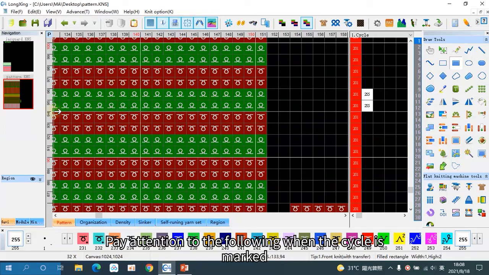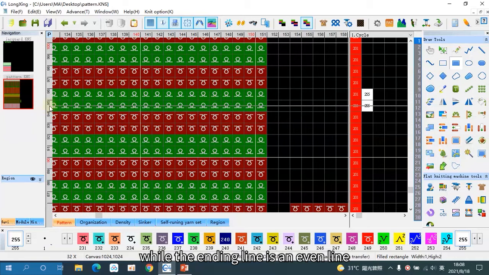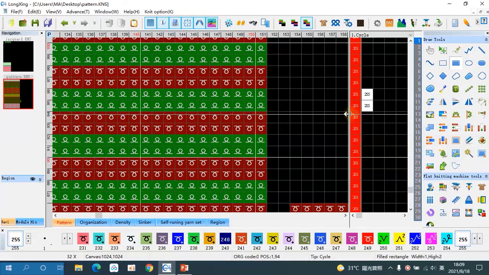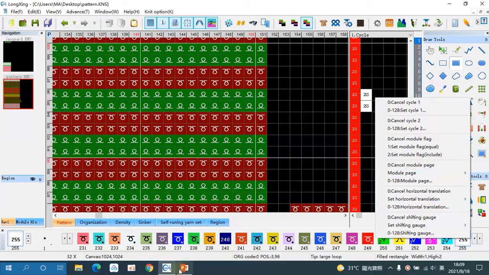Pay attention to the following. When the circle is marked, the starting line of the circle is an odd line, while the ending line is an even line. The rest is the package parameters. We will introduce this later.